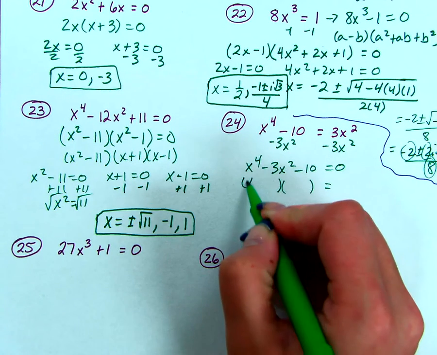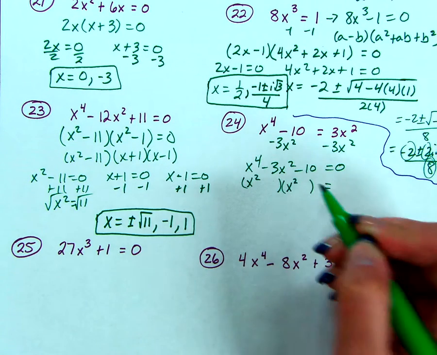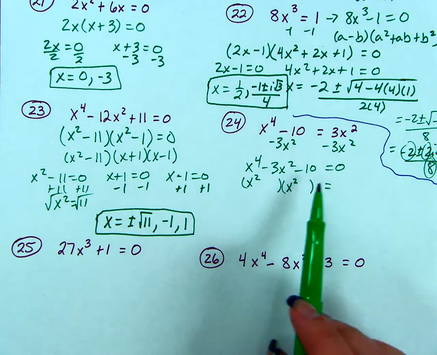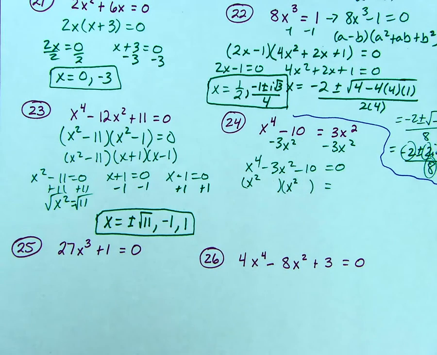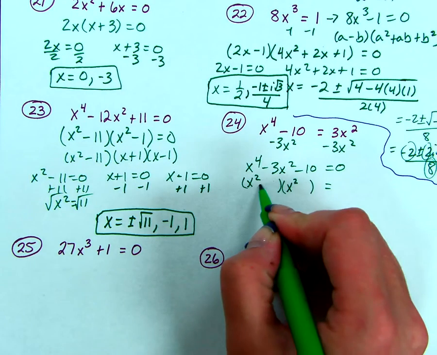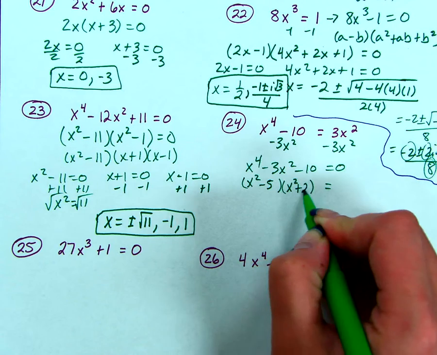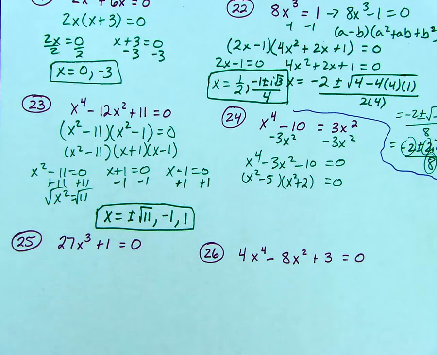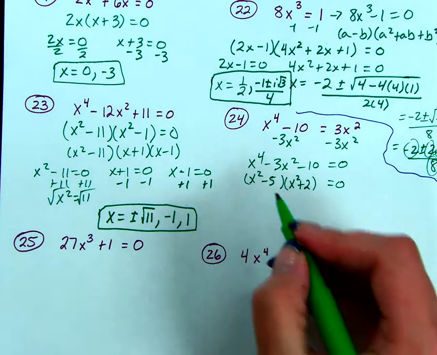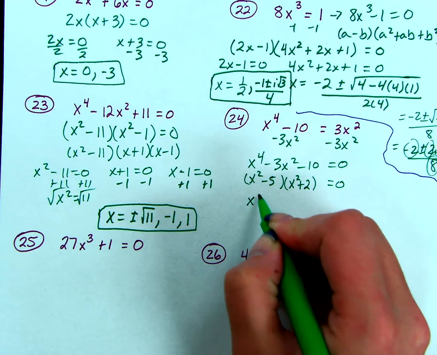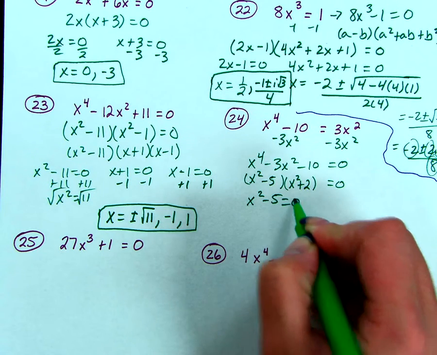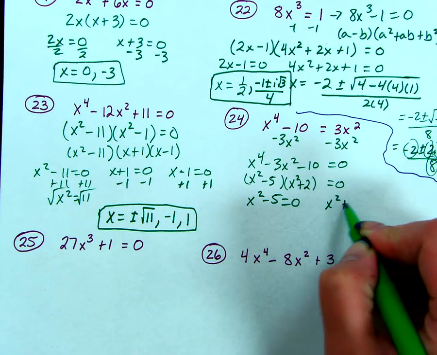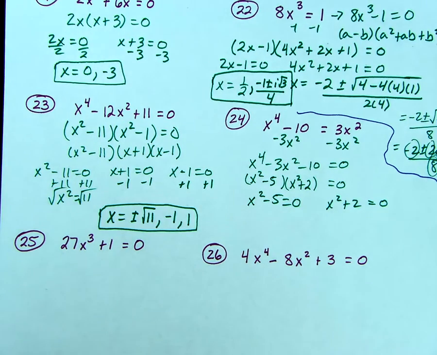So the first term gets split as x squared and x squared. And then two numbers that multiply to be negative 10, add to be negative 3, will be a negative 5 and a positive 2. I don't have the difference of squares for either of these, so we can't factor any further. So now we can set each group equal to 0 and then finish solving.